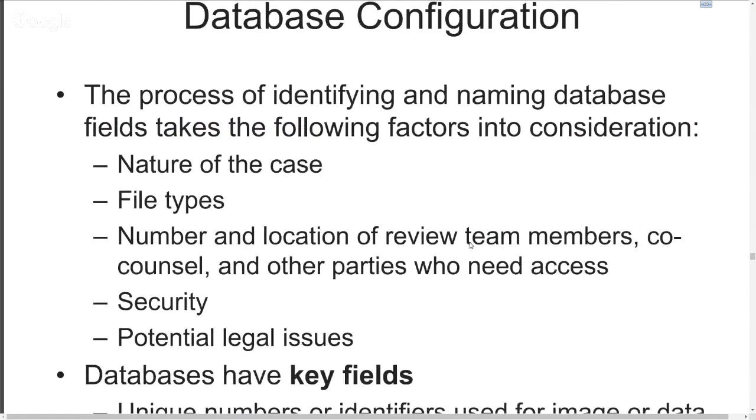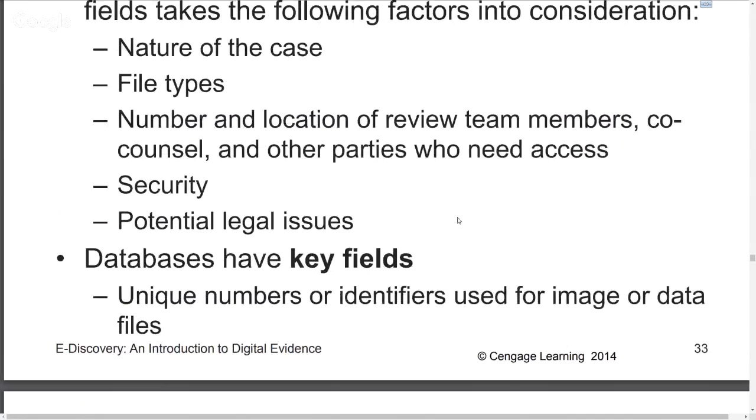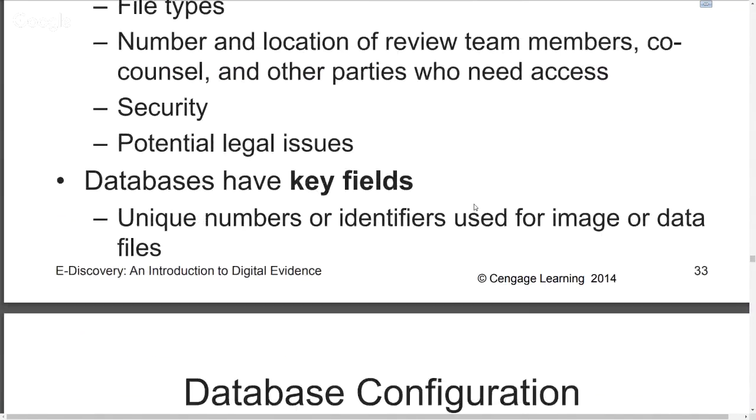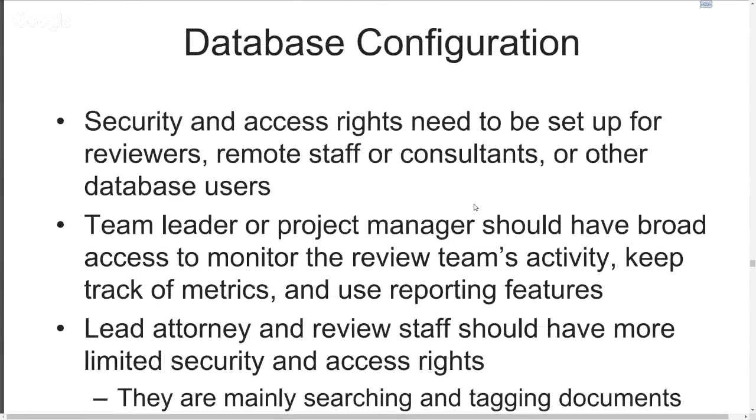The process of identifying and naming database fields takes the following factors into consideration: the nature of the case, field types or file types, number and location of team members, co-counsel, and other parties who need access, security, and other legal issues. Databases have key fields, unique numbers or identifiers used for image or data files. Security and access rights need to be set up for reviewers, remote staff, or other consultants or database users.